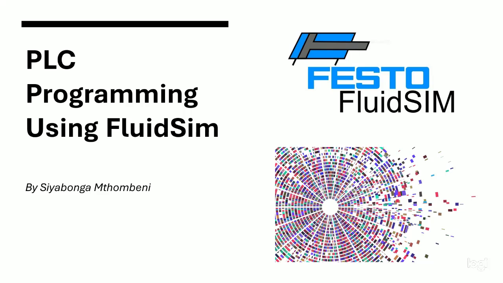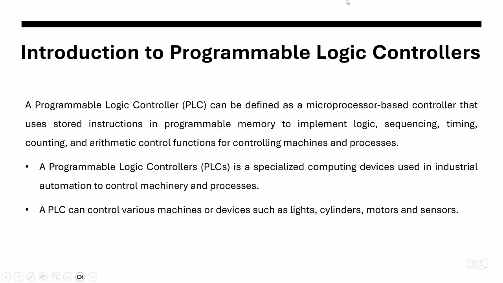So before we get started, I'd like to go over the background of PLCs. A PLC can be seen as a microprocessor controller that uses stored instructions in programmable memory to implement logic, sequence, timing, and arithmetic control functions for controlling machines and processes. Basically, a PLC is sort of like a computer where you write your code and it stores that code, and when that code is executed, it can be used to control systems, particularly in automation.